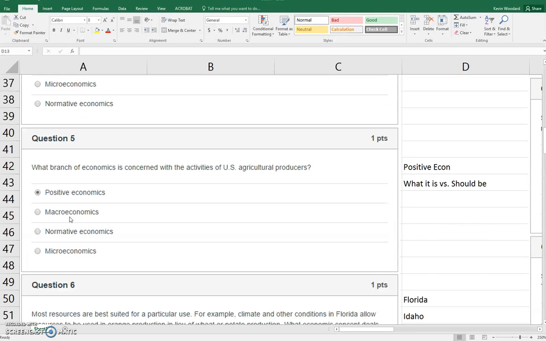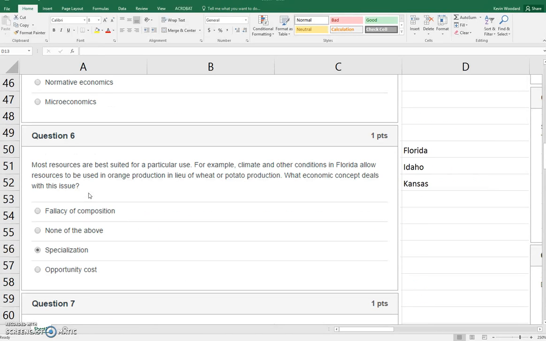This was a big question that a lot of people had, and you just have to look at the definition of both positive and normative economics and then try to put that into perspective a little bit. So if we're talking about the activities of the specific U.S. agricultural producers, that's positive economics because it is what it is. It is the U.S. producers, not what the average would be or what you would expect, because in that case it would be normative. What would be the normal numbers? But in this case, we're talking about the positives, which is the exact numbers that we're working with.